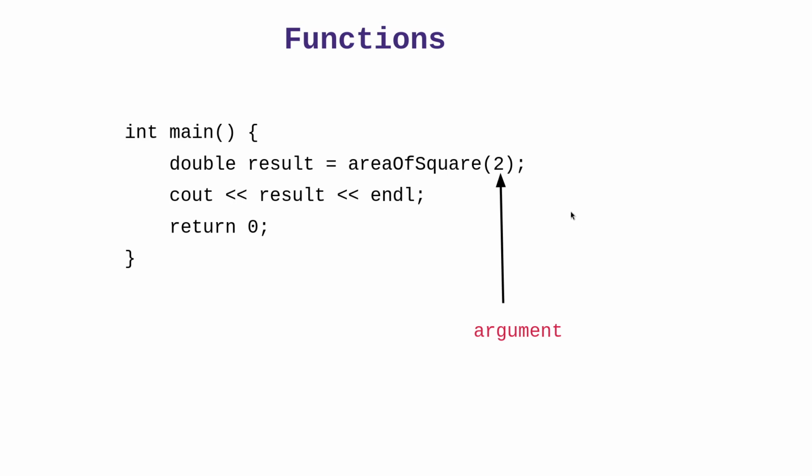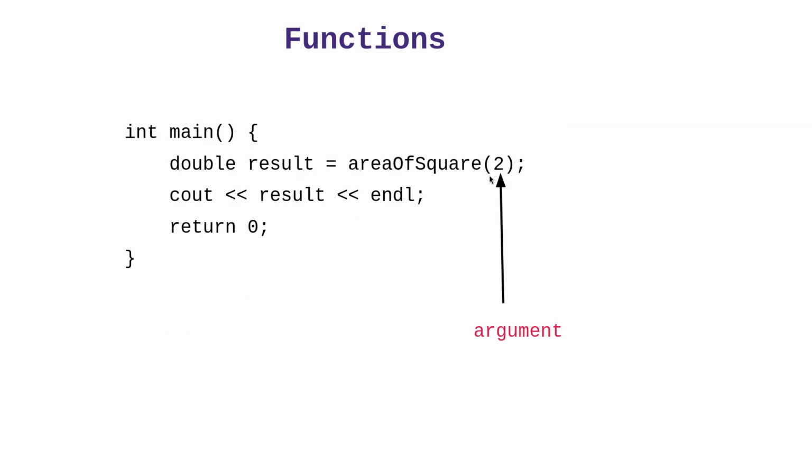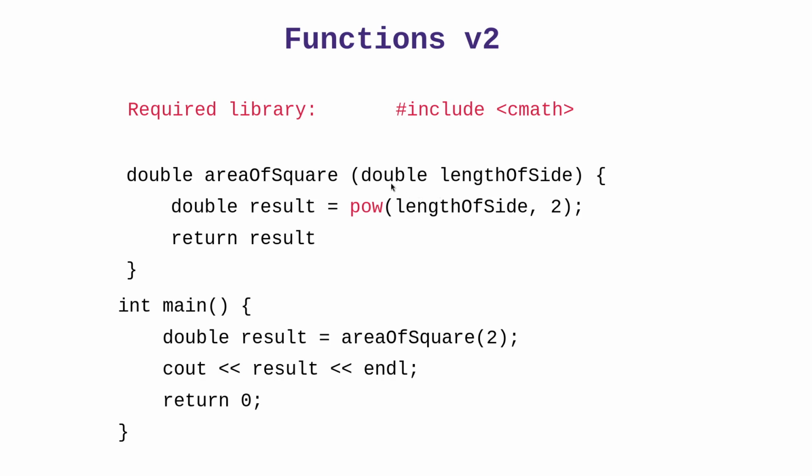And this brings me to the important difference. The thing that I actually give the function is called the argument. Notice this is a real number, a number that we know. It's concrete. So we call this the argument. Now compare that to here, where we're creating the function, and in the parenthesis we have double length of side.